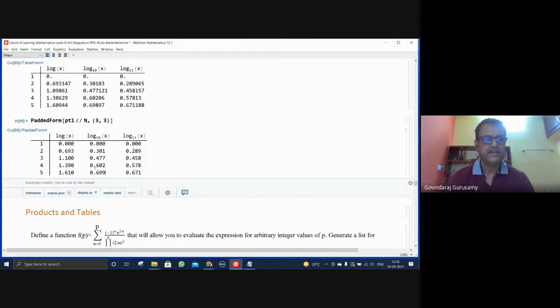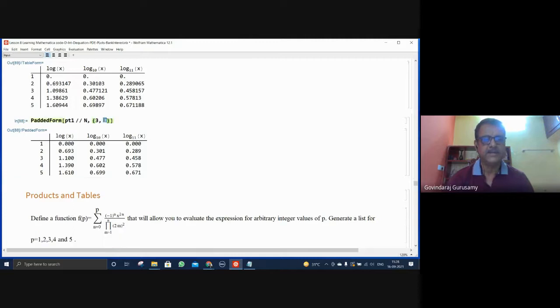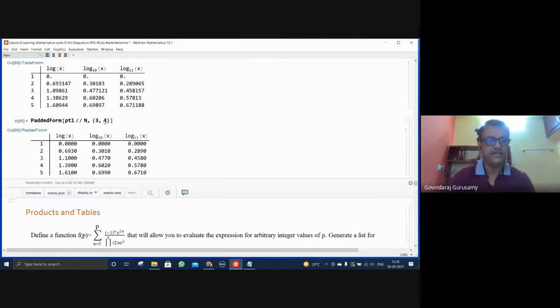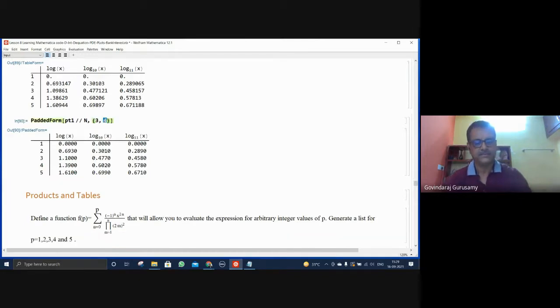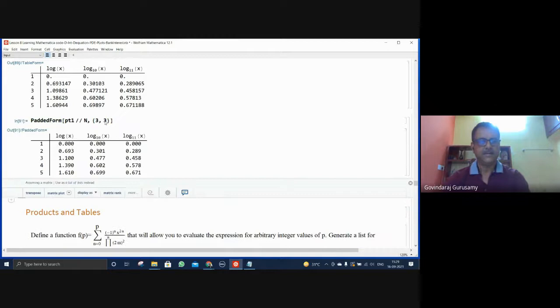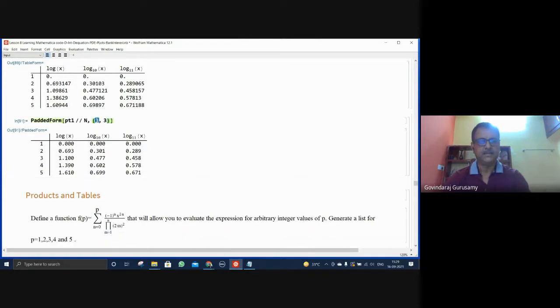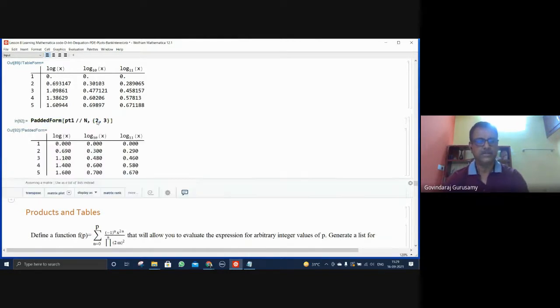Convert them to the nearest possible numbers in corresponding digits. Suppose if I add 4 here, then that will also get modified. Okay. So it is enough to have 3 digits if you are starting with that. And the number of digits need not be 3, but maybe 2 itself is enough. Okay. This is what the padded form of a table of numbers is.